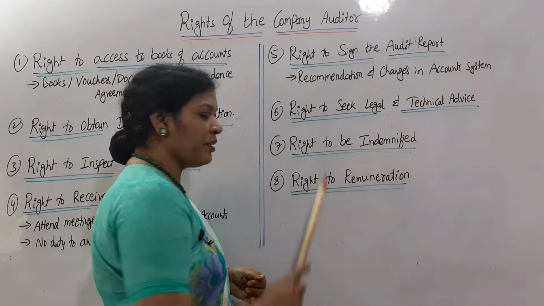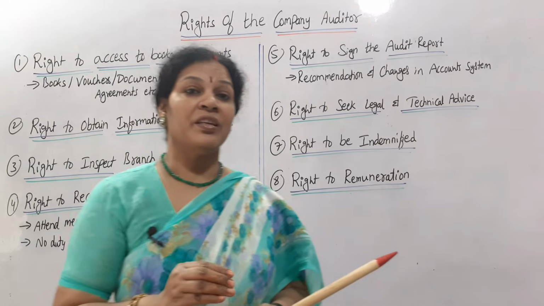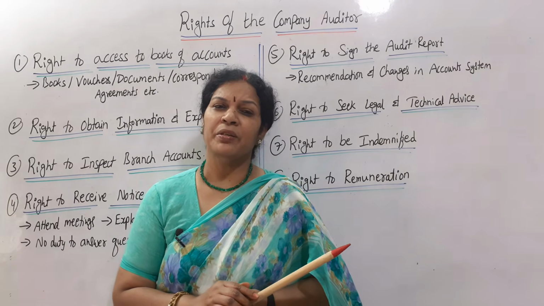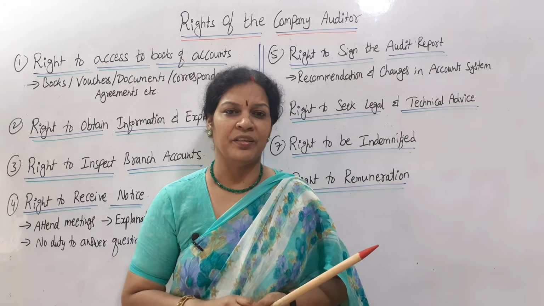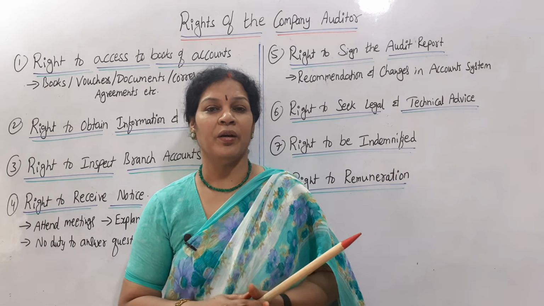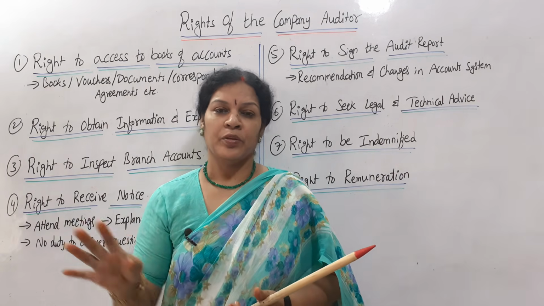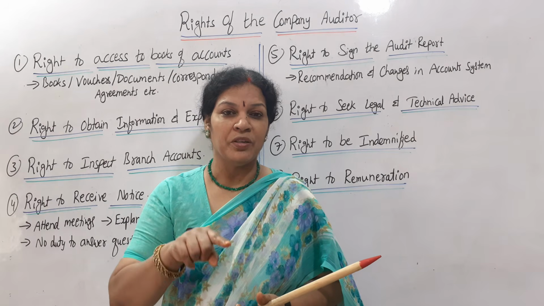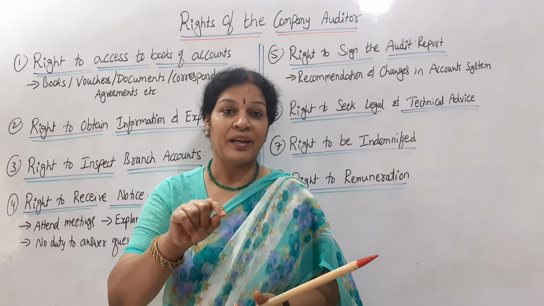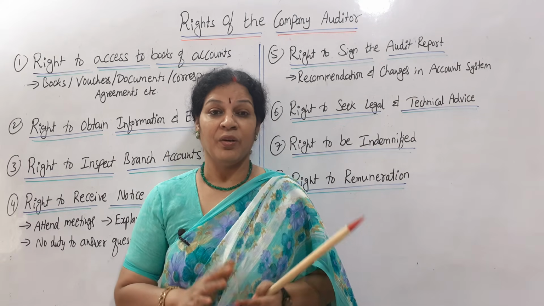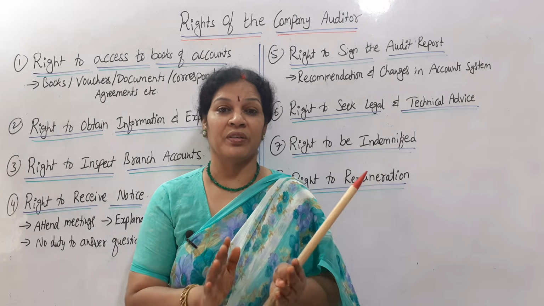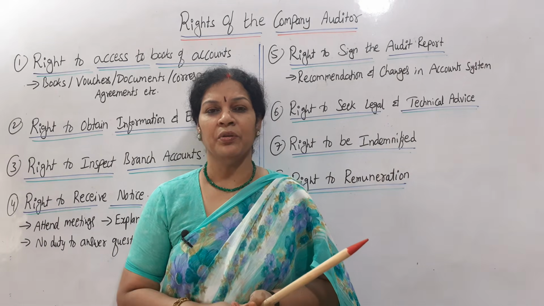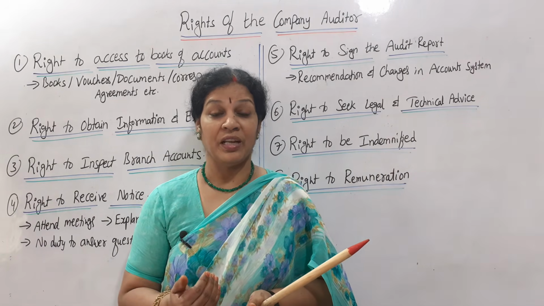Next one, right to remuneration. Every auditor has the right to get remuneration. So how does he get the remuneration? This is already decided before entering into the auditing of any company. As per the agreement, some remuneration is decided, but this remuneration will be given to the auditor at the end of his work. Once he fulfills all the work, all the auditing is completed, then he has the right to get his remuneration, the last right.